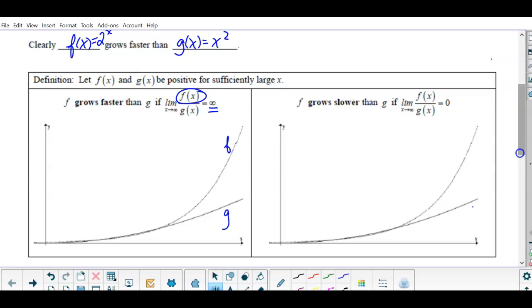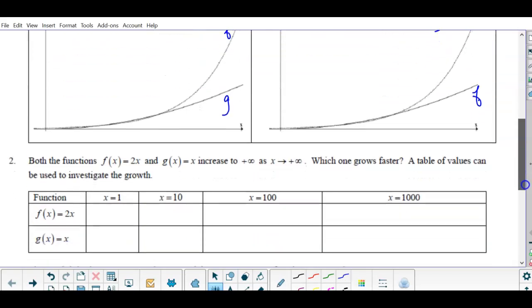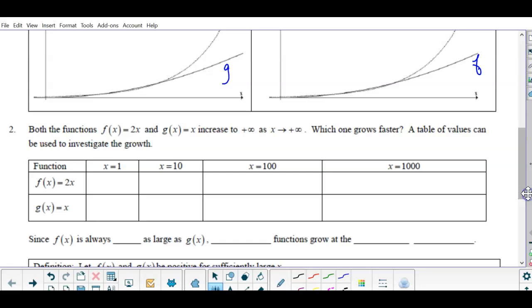If f is the bottom function and g is the top, then the denominator is going to be big compared to the numerator. So as the denominator gets big, the whole value of that ratio as x goes to infinity is 0. Okay, so that's going to help you decide, when you're comparing functions, which is growing faster. Take a look at the next example.